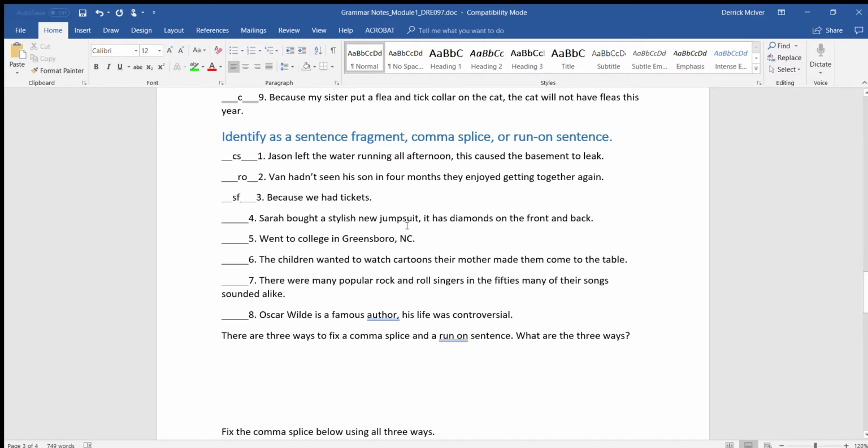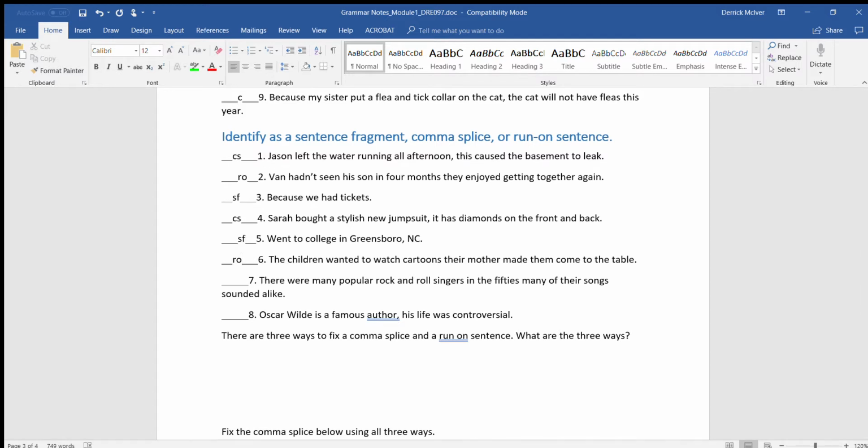Sarah bought a stylish new jumpsuit, comma, it has diamonds on the front and back. Two complete sentences joined with only a comma is a comma splice. 5 is a sentence fragment. Went to college in Greensboro. Who went to college in Greensboro? The subject is missing. The children wanted to watch cartoons. Their mother made them come to the table. This would be a run-on.